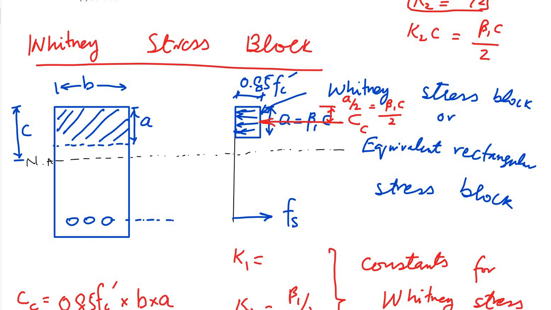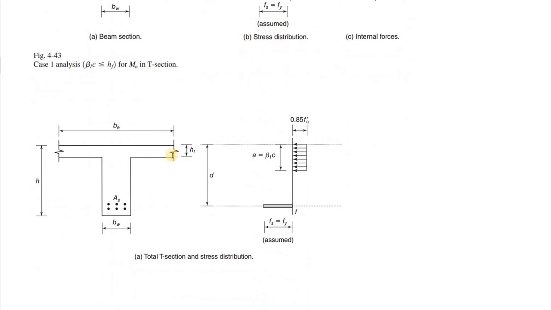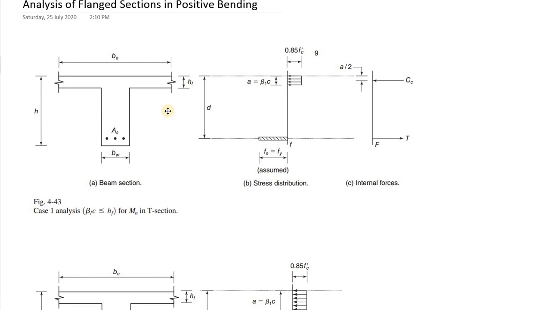Now, in our case, there are two possibilities. One possibility is that the depth of the equivalent rectangular stress block, the depth of the Whitney stress block A, is less than HF. The second possibility is that A is greater than HF. Let's discuss them separately. In fact, there is no problem in the first case, because if A happens to be less than HF, the thickness of this flange, then the compression zone will again have a uniform width, this time BE. So there is no problem in applying the Whitney stress block concept when the compression zone is a constant width.